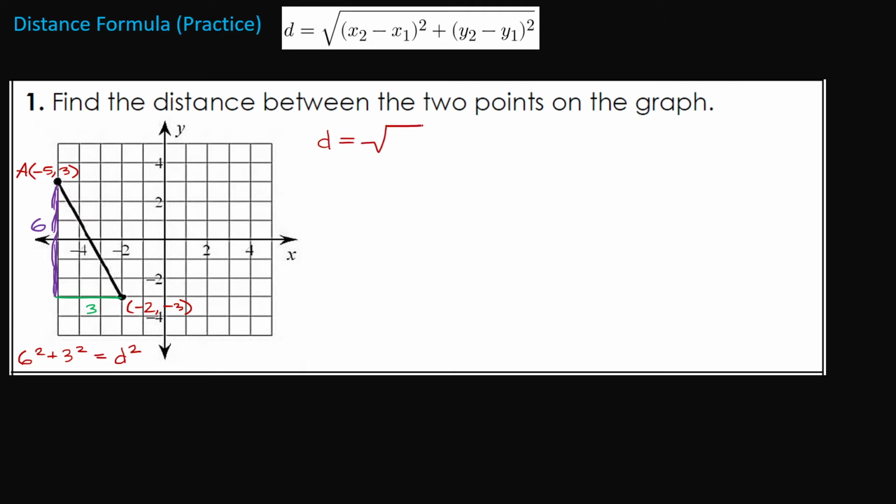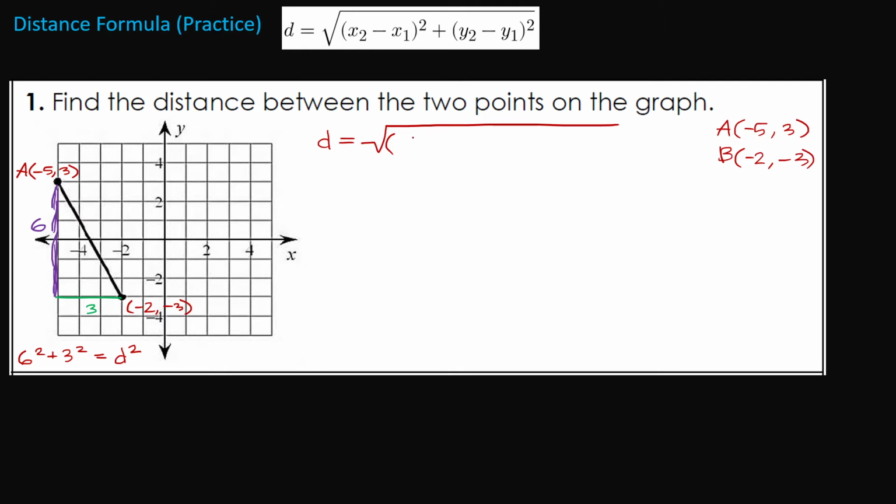Distance is equal to our coordinates. So again, reminder, here's our coordinates, A and B. A is -5, 3. B is -2, -3. So first we want to subtract the x values from each other. And the order doesn't necessarily matter. I know we see x2, x1, but as long as we're subtracting the x values and the y values in the same order, it doesn't really make a difference.